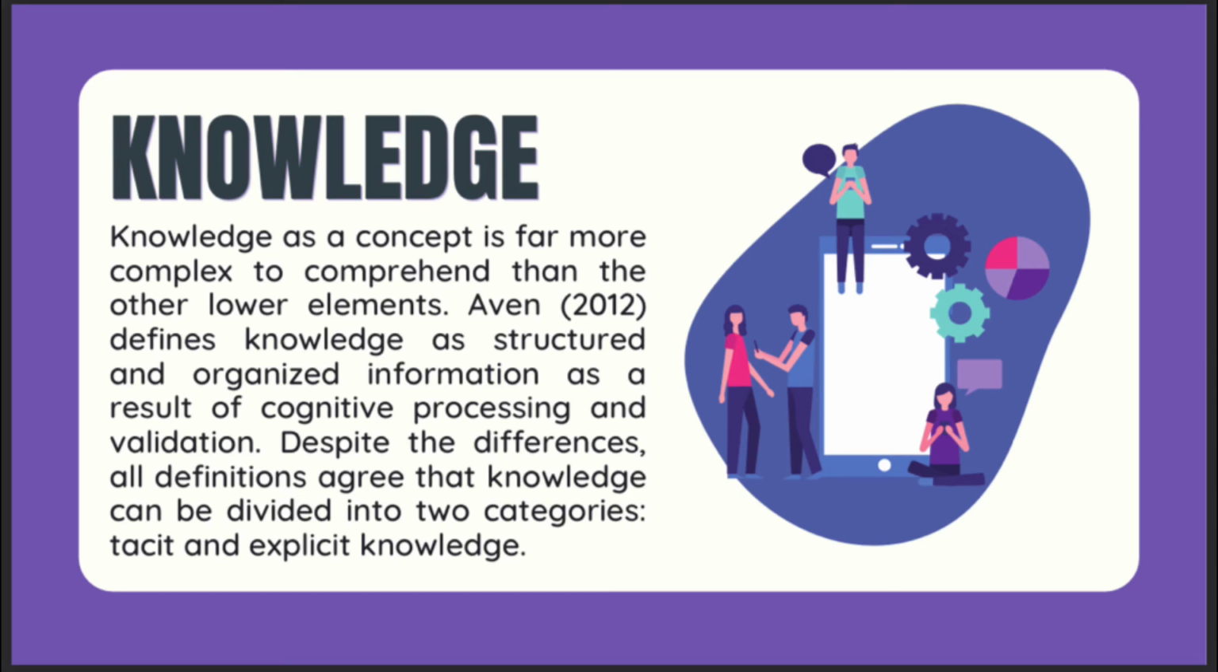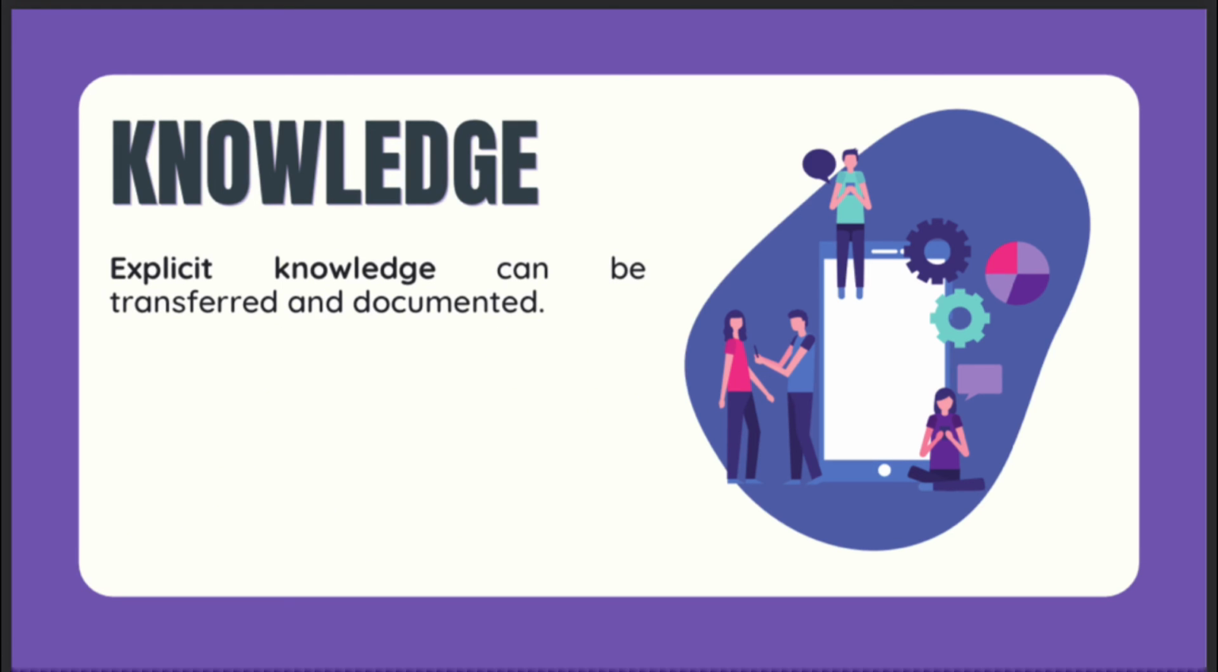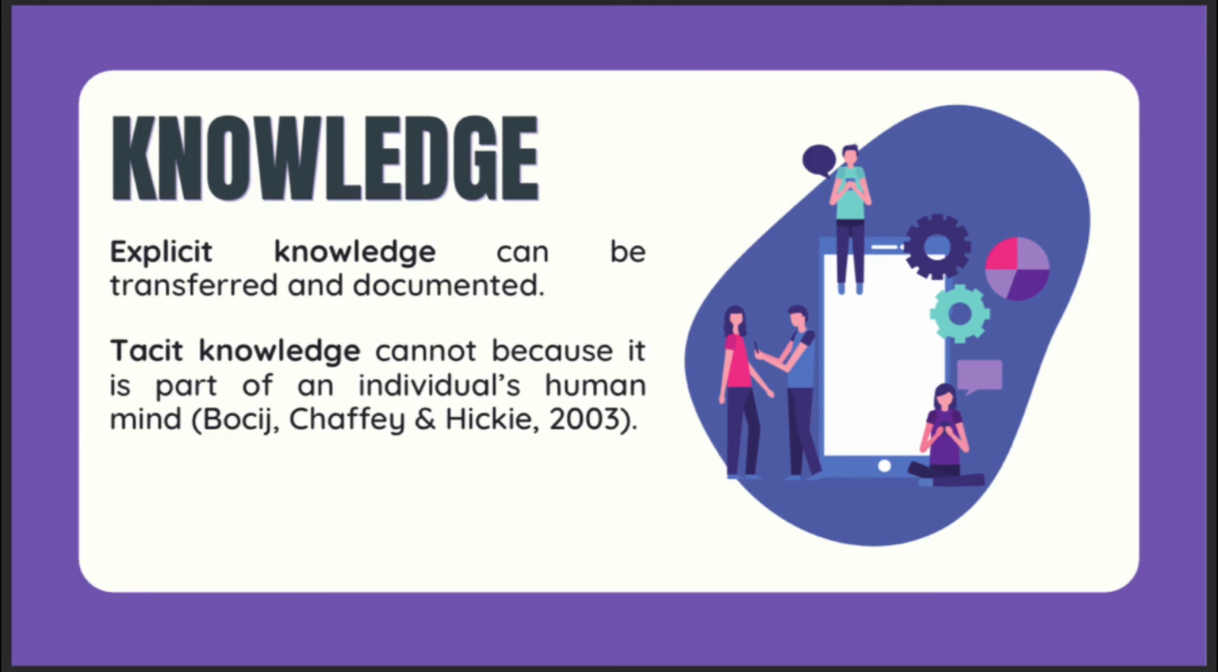But when we get to the question of how, this is what makes the leap from information to knowledge. Knowledge as a concept is far more complex to comprehend than the other lower elements. Aven 2012 defines knowledge as structured and organized information as a result of cognitive processing and validation. Despite the differences, all definitions agree that knowledge can be divided into two categories, namely tacit and explicit knowledge. Explicit knowledge can be transferred and documented, while tacit knowledge cannot because it is part of an individual's human mind.